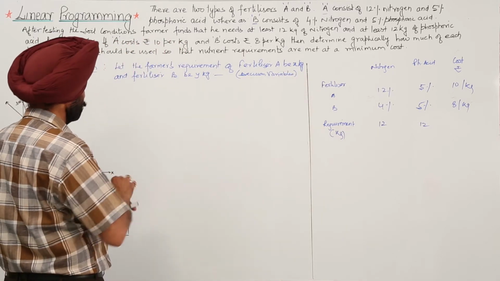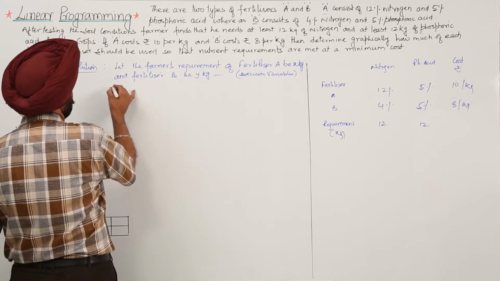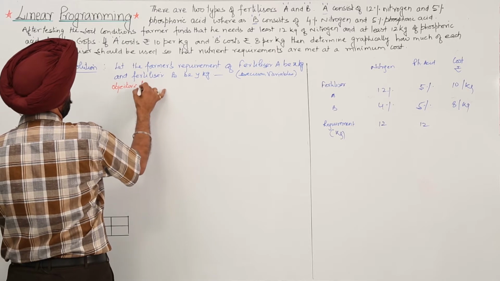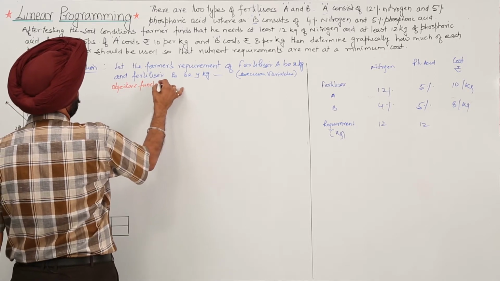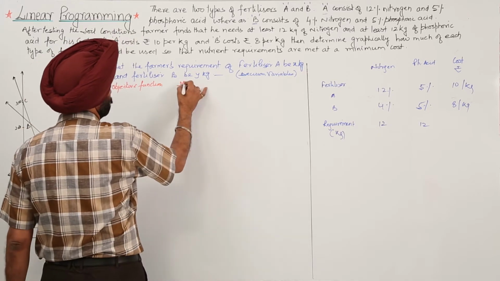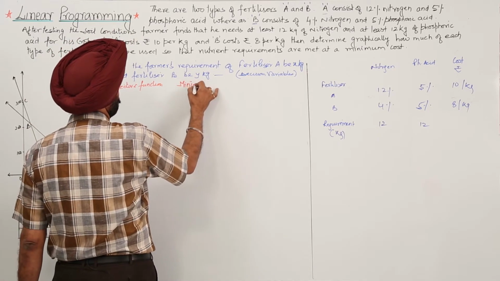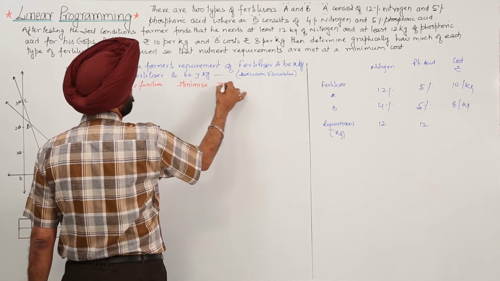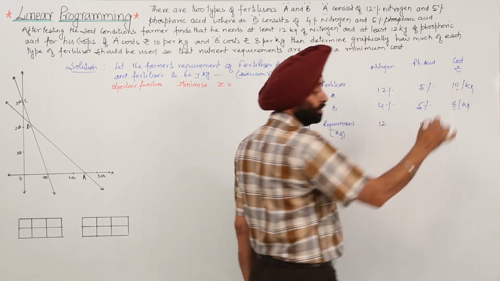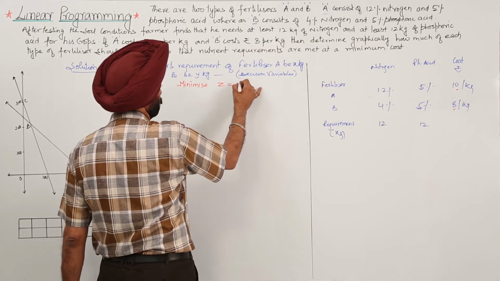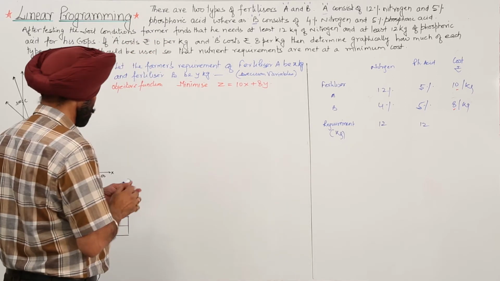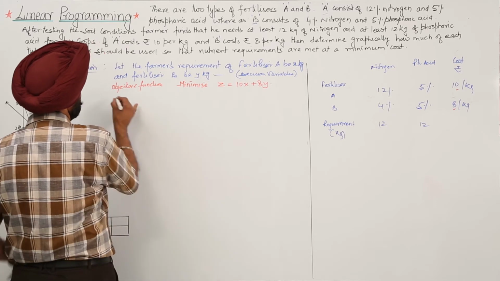Now the objective function. We have to find the minimum cost. Minimize Z is equal to, now the cost is 10x and 8y, so 10x plus 8y. Now subject to the constraints.